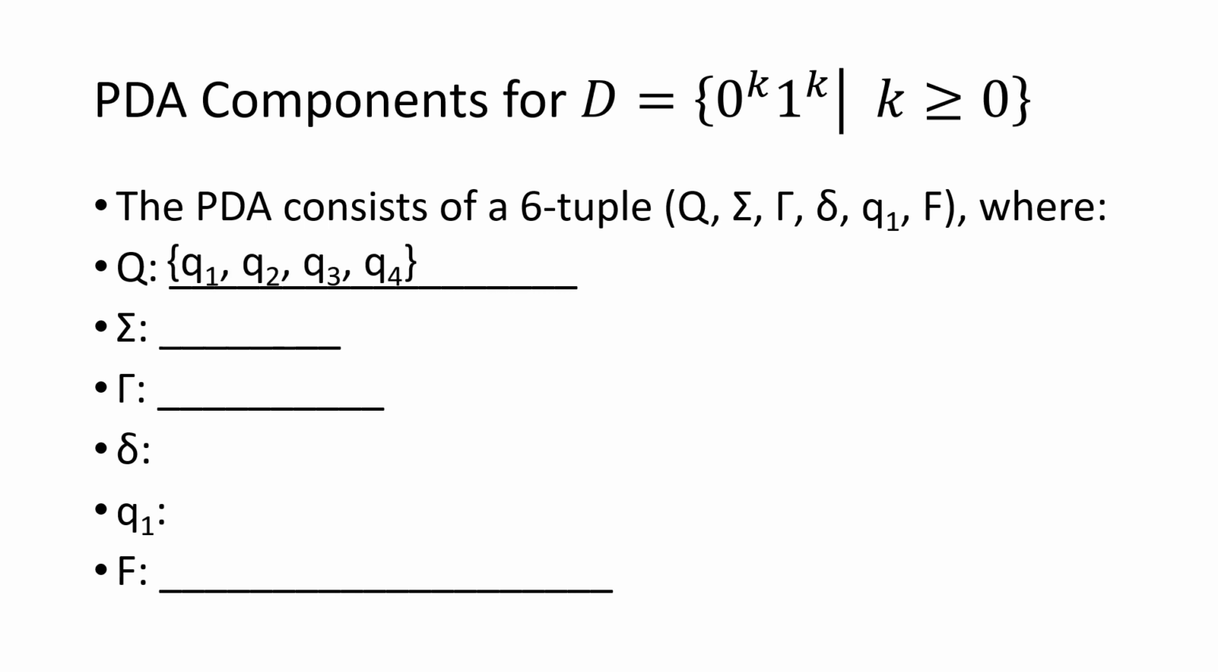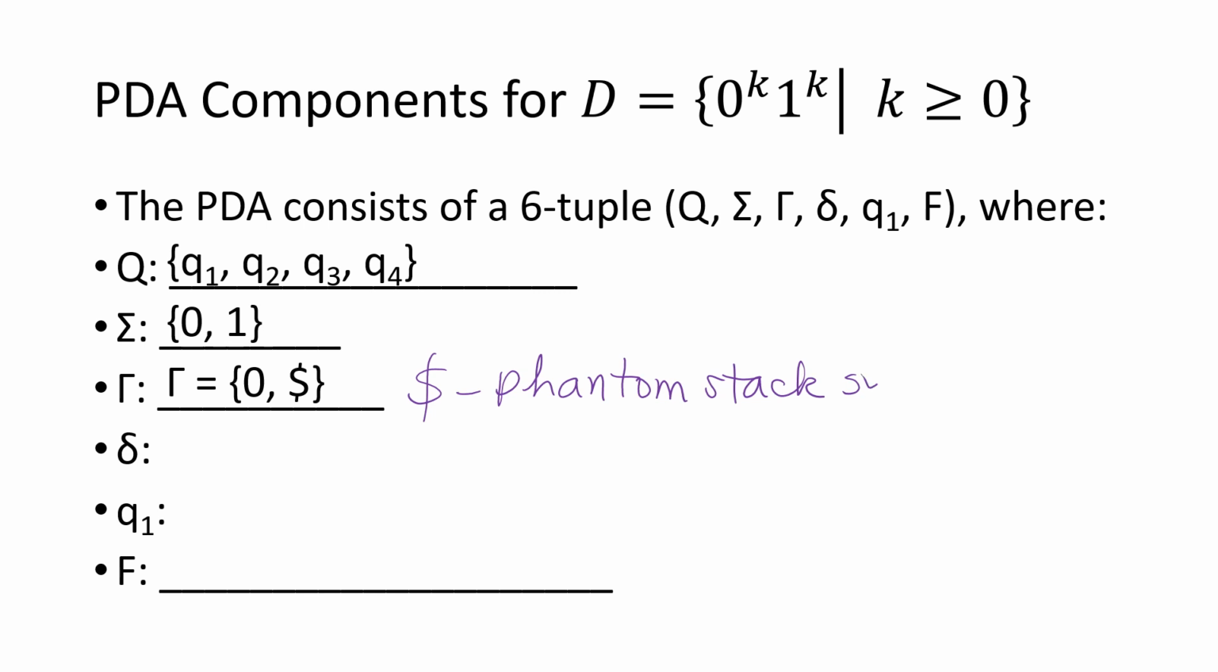We are going to start out with 4 states. So Q1 is my initial state here. And then I'm going to have 3 more states on top of that. My alphabet is just going to be 0 and 1. And my gammas are going to consist just of the 0 and then this dollar sign. So this is what we call this phantom stack symbol, which can be used to signify the end of the stack.